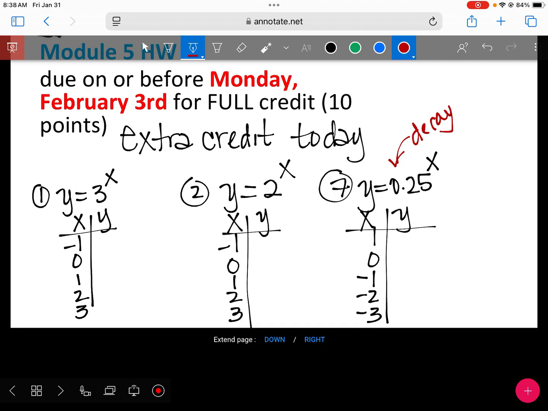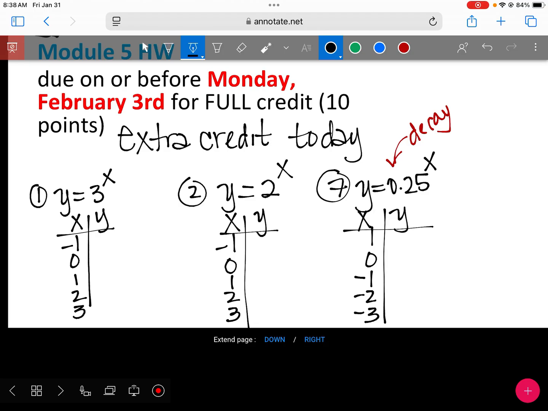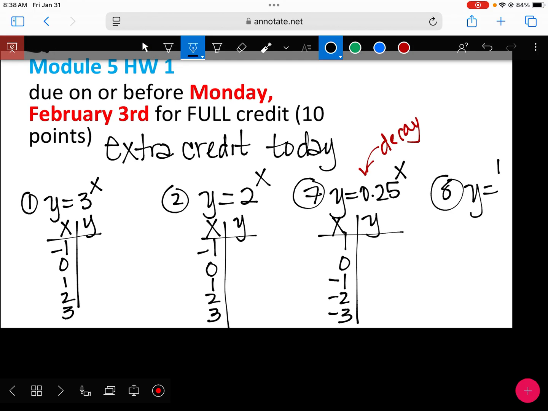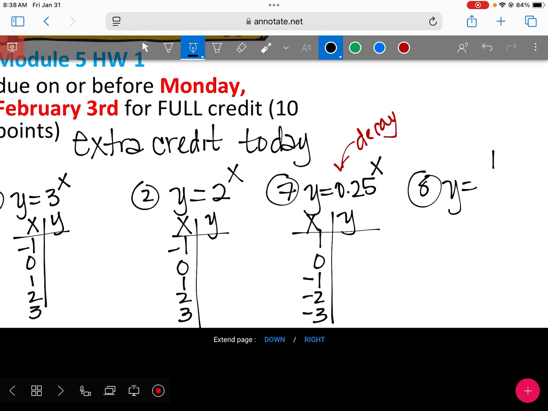And you're going to use the same table for 7. You're also going to use that for 8. I think 8 says 1/2 to the power of x, which if you look in your notes yesterday, I already graphed that. So you should already have this from the notes. So this was from the notes.